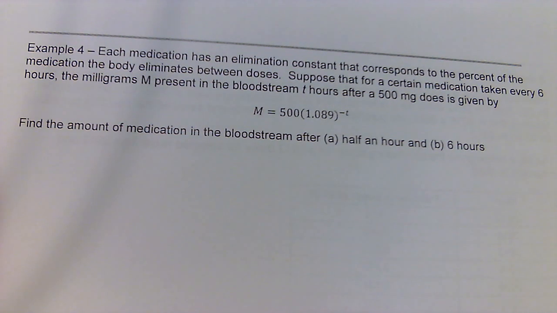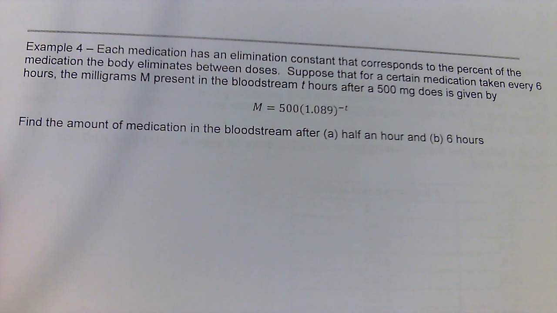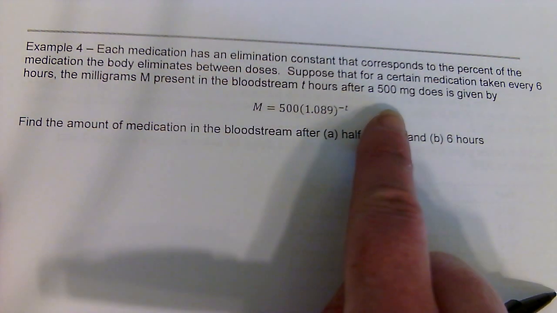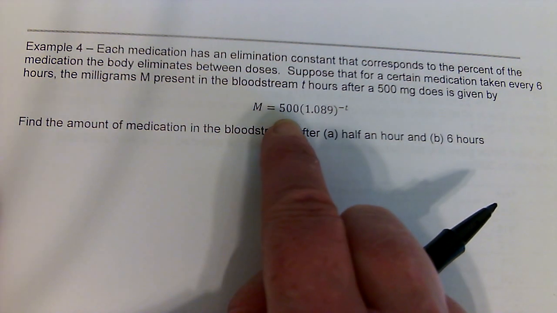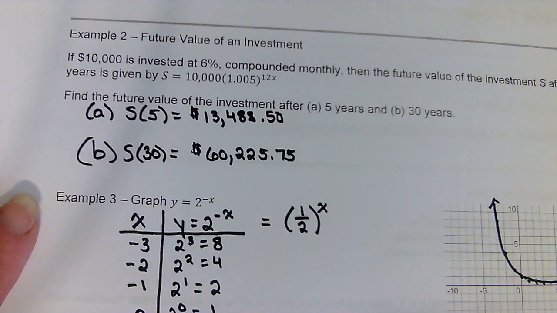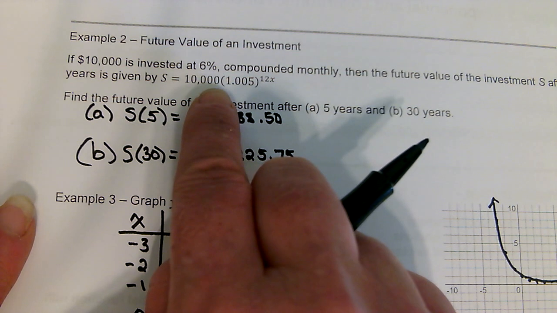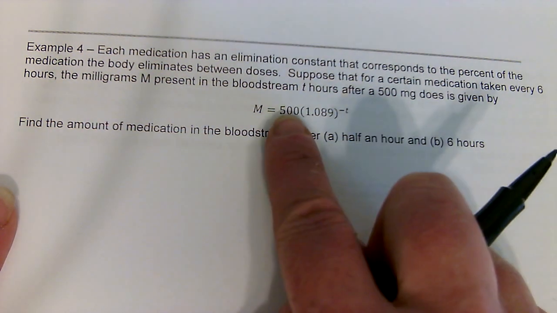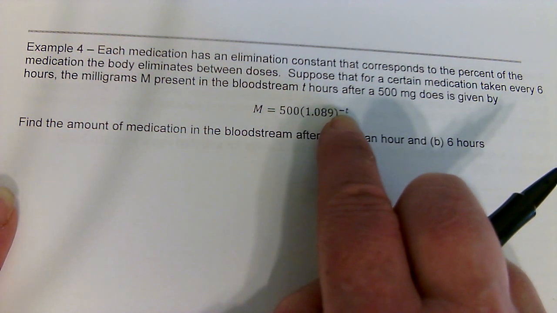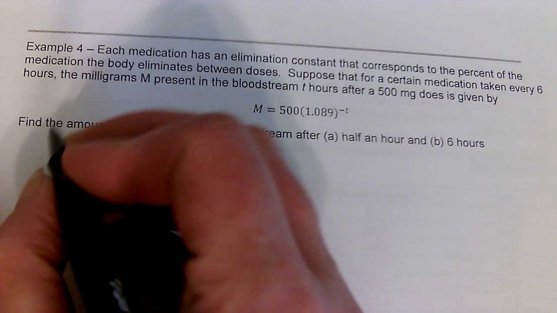Okay, so an example of decay is medicine. Each medication has an elimination constant that corresponds to the percent of the medication the body eliminates between doses. So your body uses it up in your bloodstream, and it gets smaller and smaller as the time progresses. So suppose that a certain medication is taken every 6 hours, and the milligrams present in the bloodstream after a 500 milligram dose is given by this. And notice that we're starting with 500 milligrams. I want to point that out on that last example too. We were starting with 10,000, and so that's our initial value, 10,000, starting with 500. Notice this is bigger than 1, but we have a negative exponent, so this is going to be decaying.